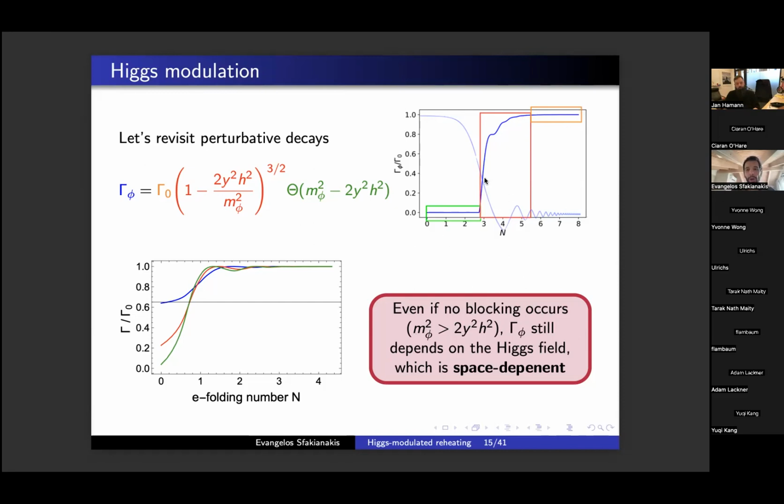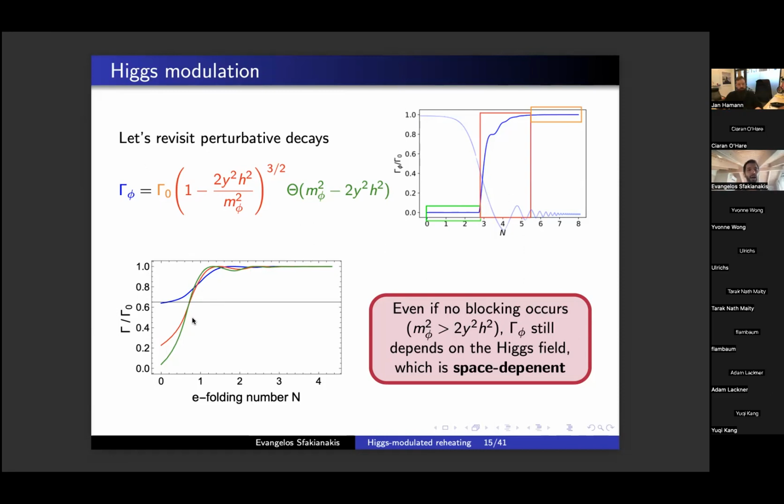Now, even if no blocking occurs, so here I have 3 examples. I choose 3 different Yukawa couplings and Higgs values. This is the e-folding number, measured from the end of inflation onwards. And I see that even if this green region is absent, even if I have no Higgs blocking, the evolution of the decay rate of my inflaton to fermions does depend on the Yukawa and on the Higgs evolution.